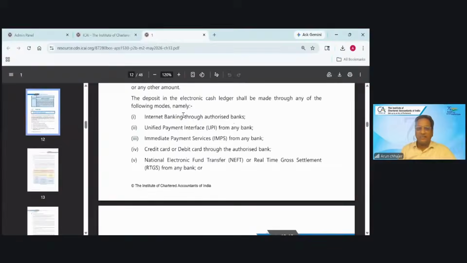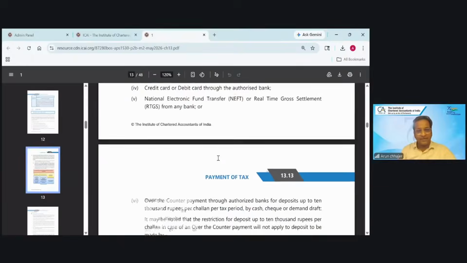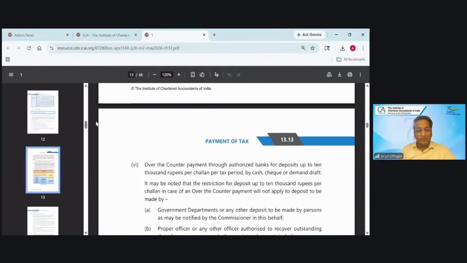So we can say that the deposit can be made in the cash ledger through internet banking, UPI, IMPS, credit card, debit card, NEFT, and over the counter up to 10,000. But please note, it is also not offline mode. It is not like a manual challan. You need to generate the challan online only. So it is not completely offline, ये completely offline नहीं है, ये online है. But up to 10,000 you can go to the bank and deposit the same.